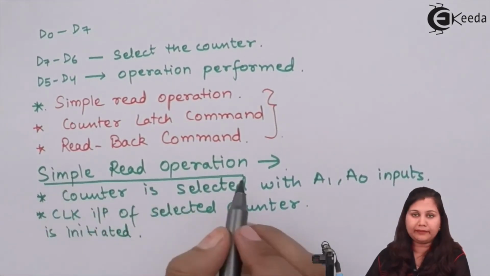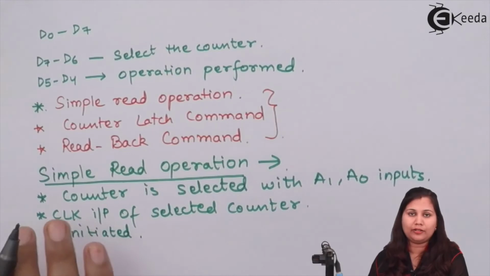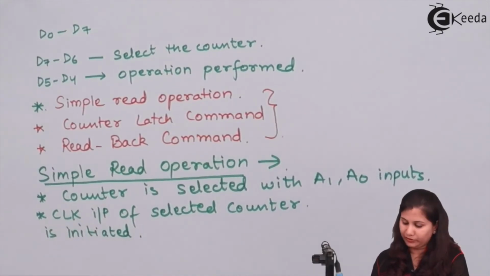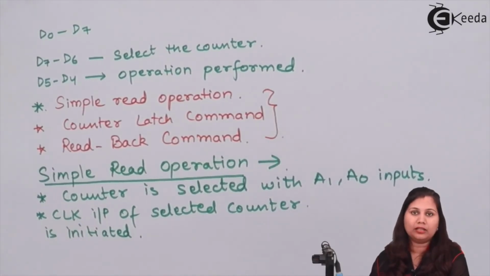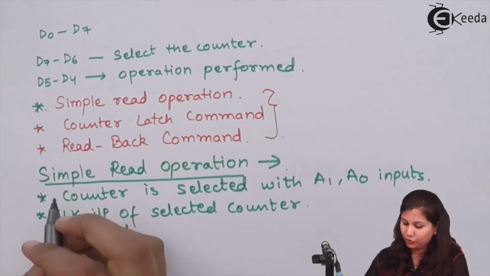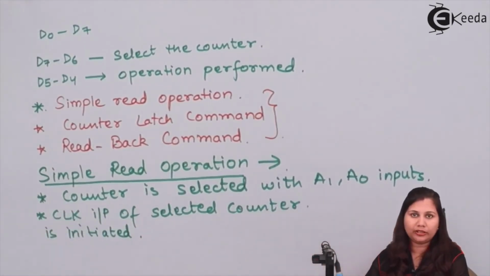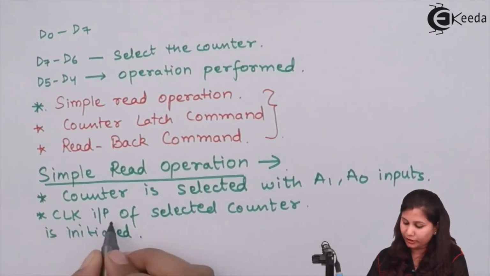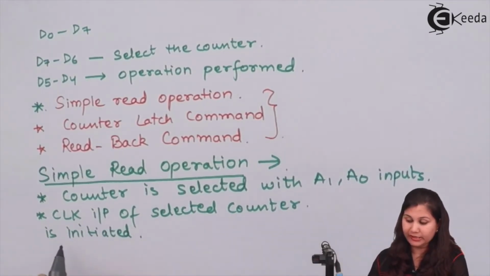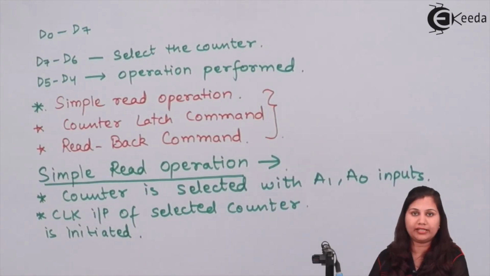So in the simple read operation, the count value in the counter is simply read by the microprocessor. The counter is selected with the A1 and A0 input lines, and then the clock input of the selected counter is initiated through either the gate signal or any other circuitry.